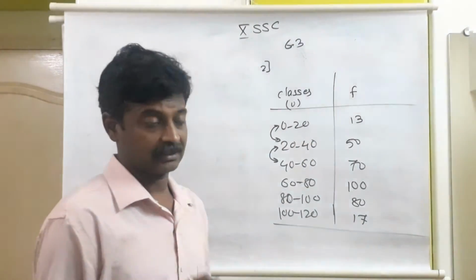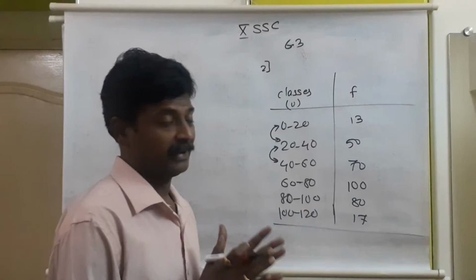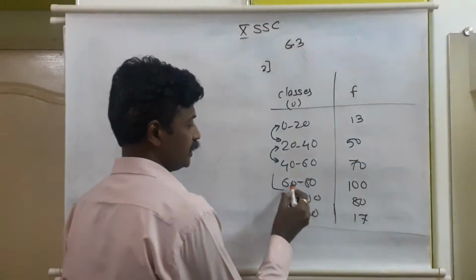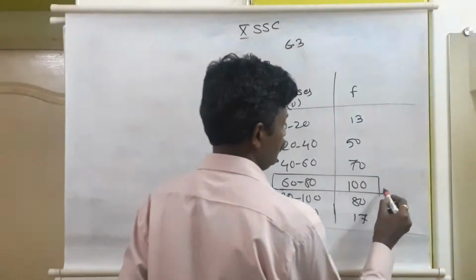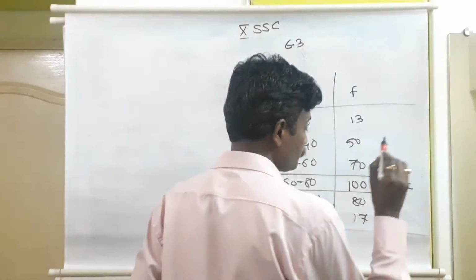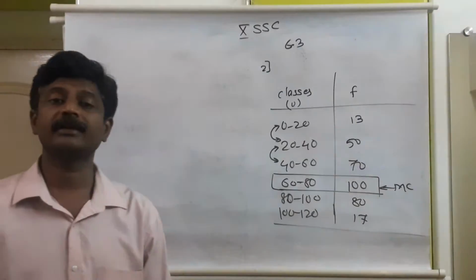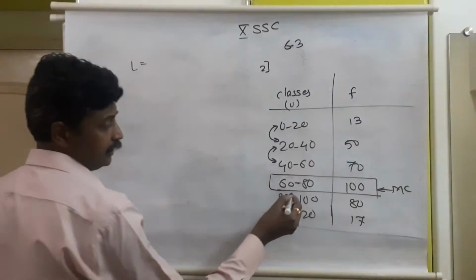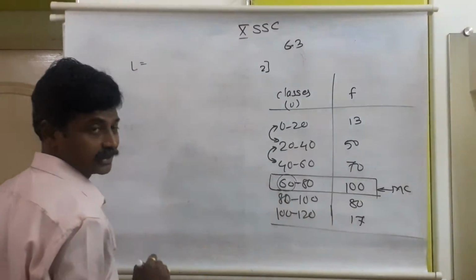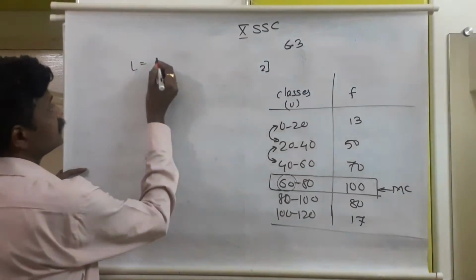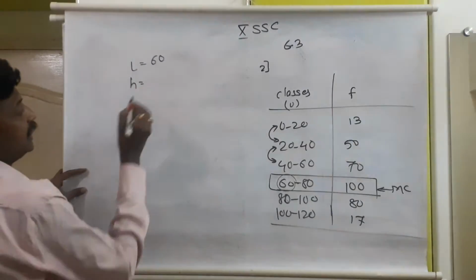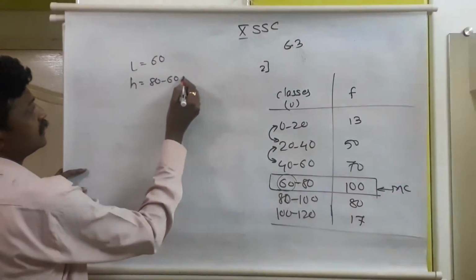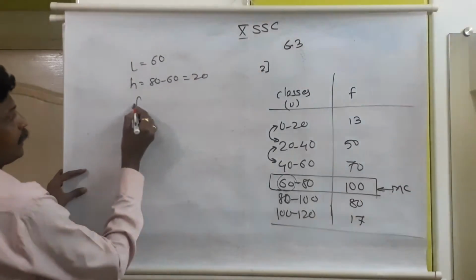Modal class is the class whose frequency is maximum. Here the maximum frequency is 100, so the 60 to 80 class is the modal class. Now based on this we will get the values. First of all, the value of L, the lower limit. When the classes are continuous, the lower limit here is 60, so L is equal to 60. H is the difference between upper and lower limit, 80 minus 60, the difference here is 20.